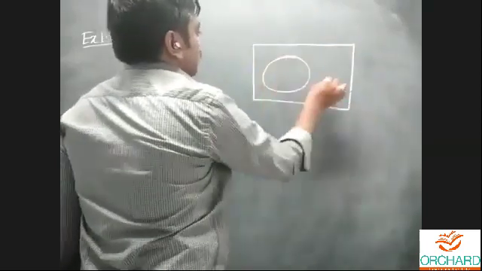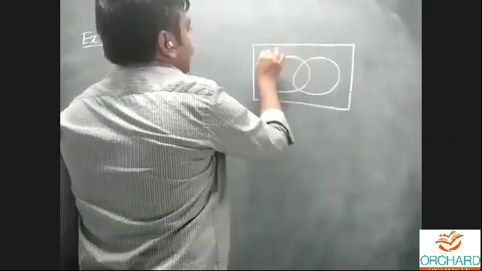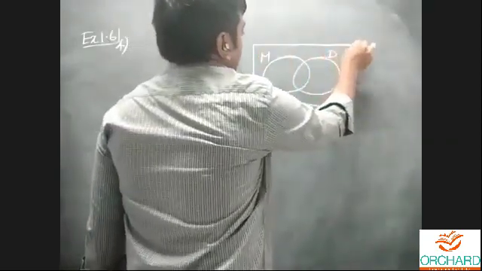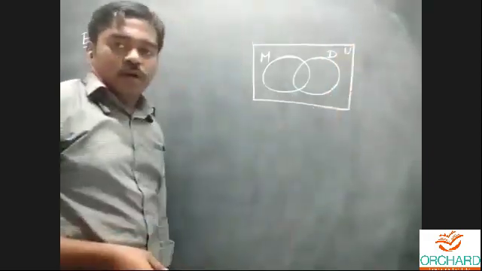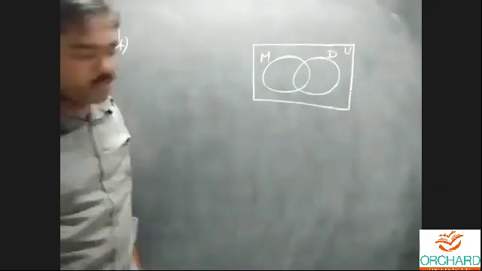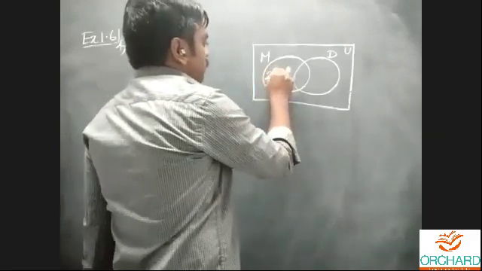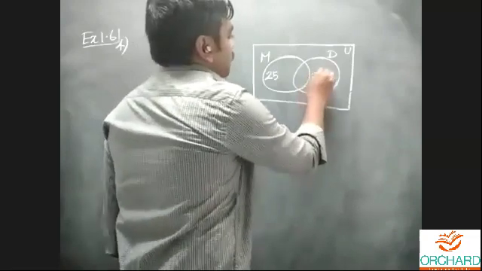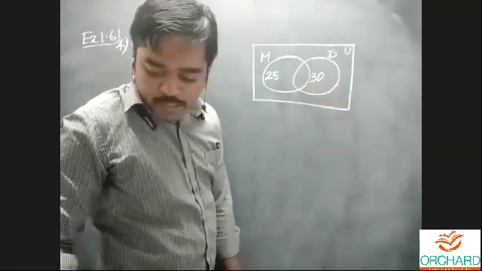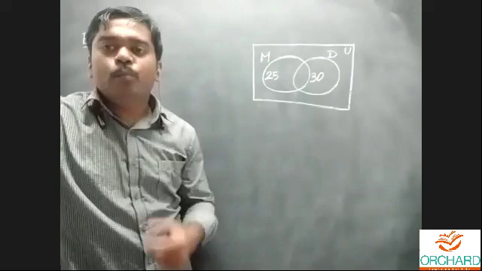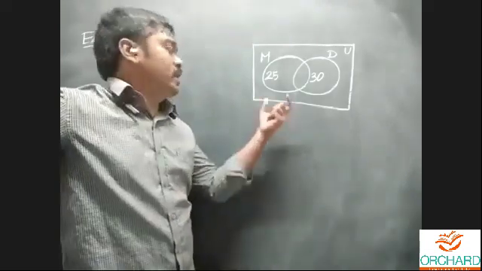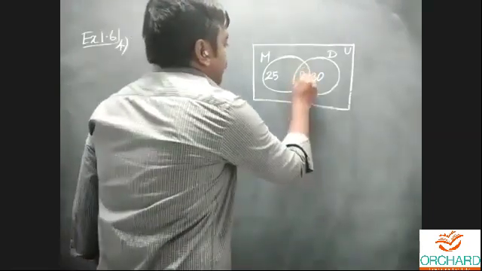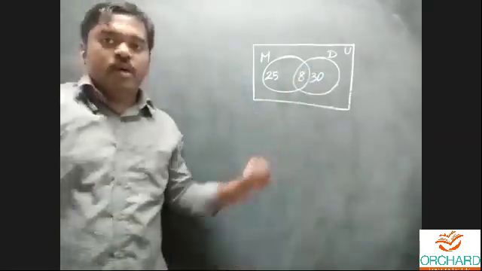This is for music and this is for drama. For music, the first letter M, and for drama, the first letter D. This is the universal set. How many of them participate in music? 25 students. How many participate in drama? 30 students. And 8 students take part in both music and drama. That 8 is the intersection, the common part.